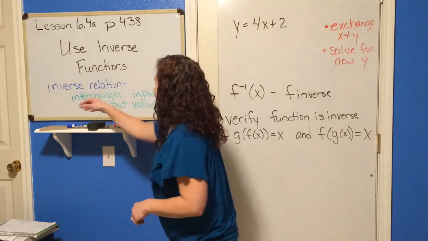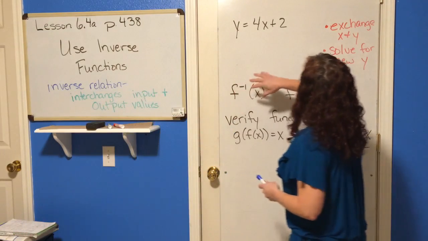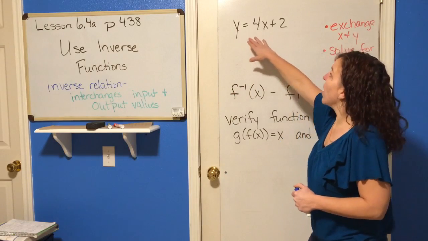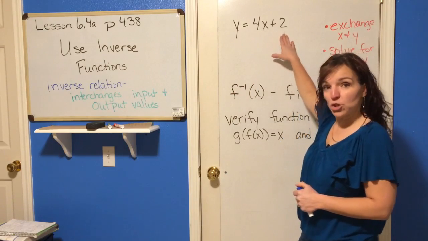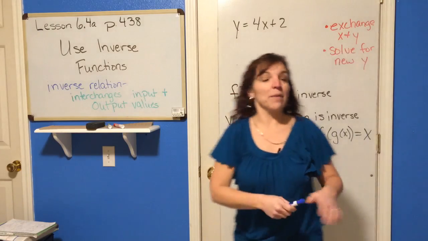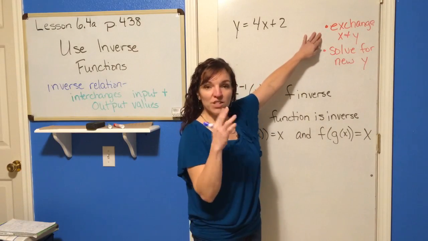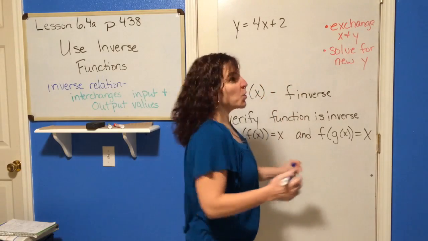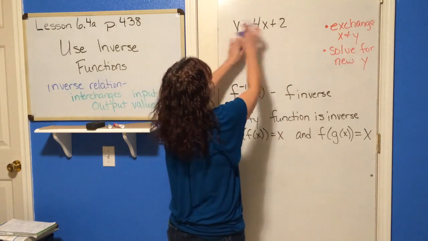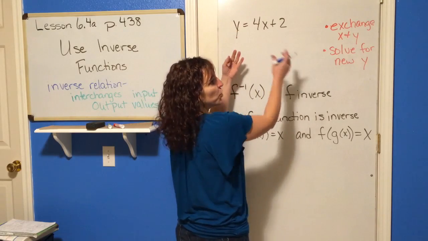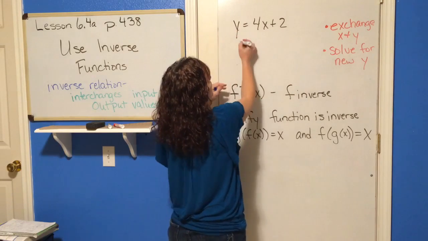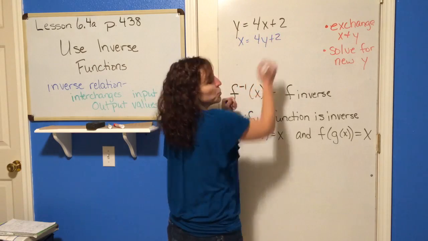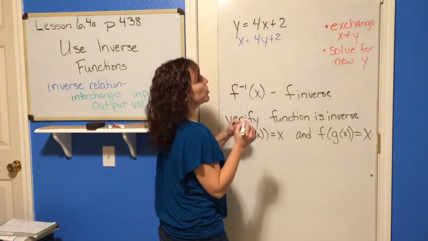So for the problem that says give the inverse function of y equals 4x plus 2, there's simply 2 steps. First, you're going to exchange the x and the y, and then you're simply going to solve for your new y. So it really is that simple, I promise. So your inverse function is going to be the opposite. So it's going to be x equals 4y plus 2. And now you solve for the new y.